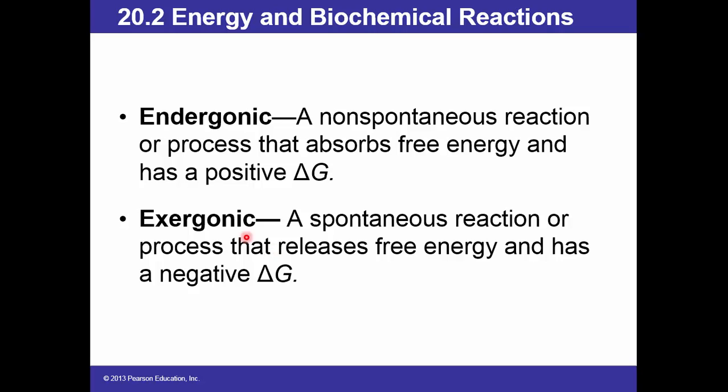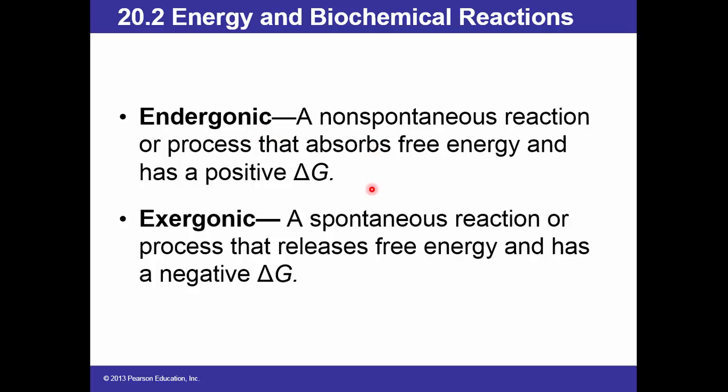Again, what is an endergonic reaction? It is a non-spontaneous reaction or process that absorbs free energy and has a positive delta G. However, an exergonic reaction is a spontaneous reaction or process that releases free energy and has a negative delta G. So you see, the sign of delta G is indicative of whether the process is endergonic or exergonic. And all exergonic reactions are spontaneous, whereas all endergonic reactions are non-spontaneous.